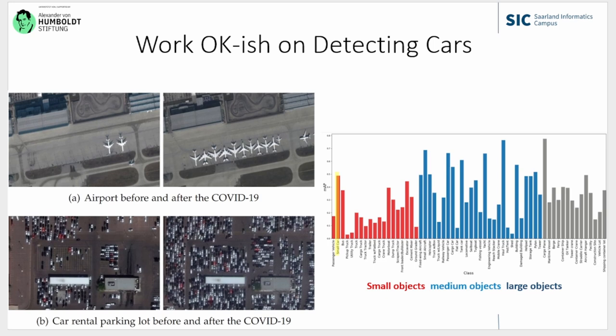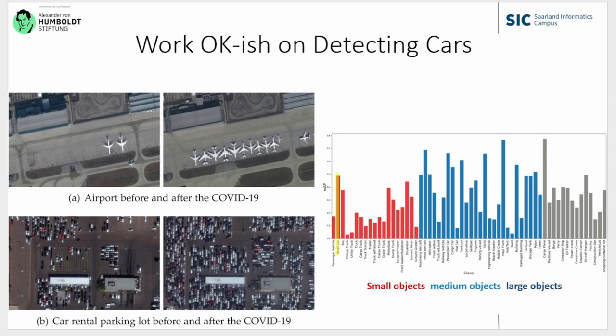And for this work, we are using this small car graph, which has an okay performance. It's around 0.5 mean average precision. You'll see some other evaluation later. So it works okay-ish, let's say, not perfect. So with that detector already existing, the question is, okay, how do we get data?